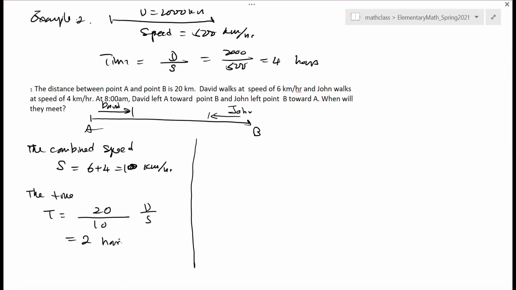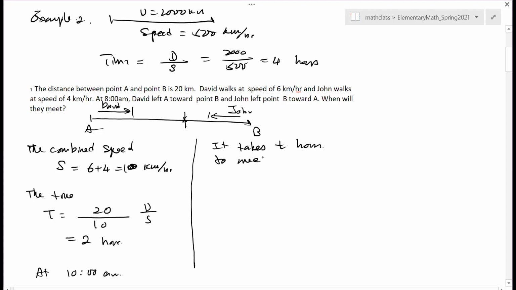Now, if you think about it that way and find the time, it takes 2 hours. So you can say at 10 o'clock a.m. they meet. Another way to do it is, they're supposed to meet somewhere here, right? So you let t be the time it takes. You assume that it takes t hours to meet, okay?